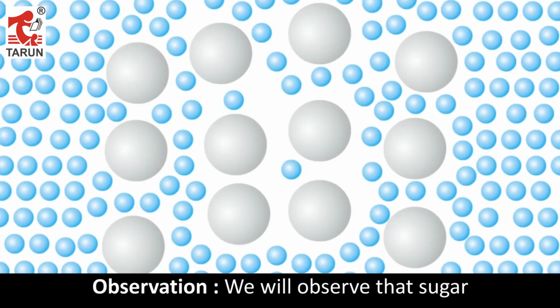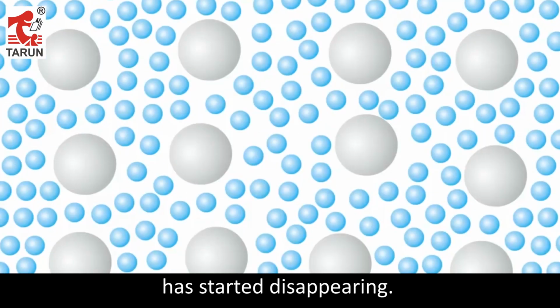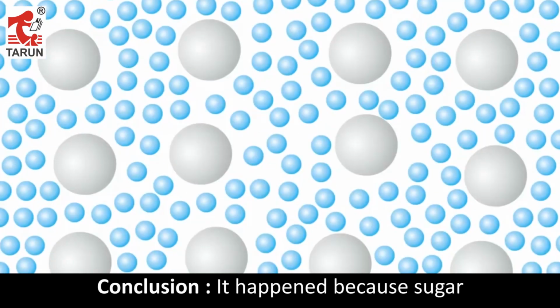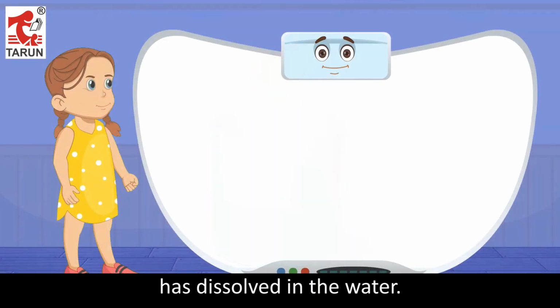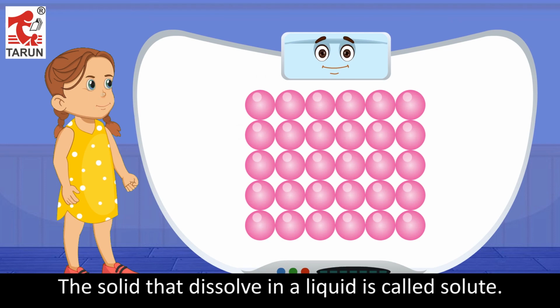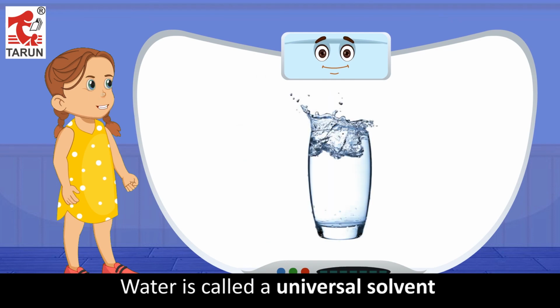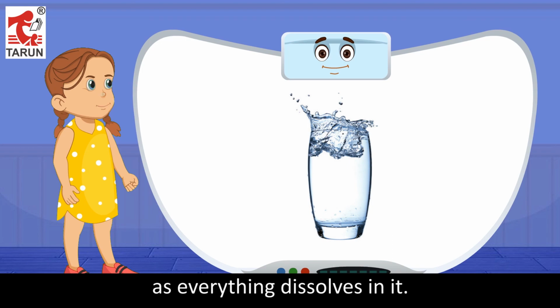Observation. We will observe that sugar has started disappearing. Conclusion. It happened because sugar has dissolved in the water. The solid that dissolves in a liquid is called solute. Water is called a universal solvent as everything dissolves in it.